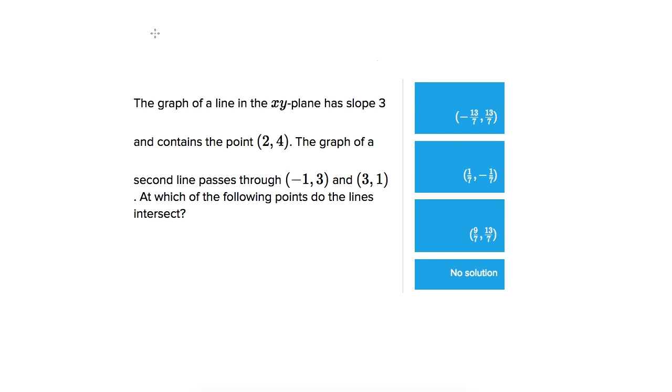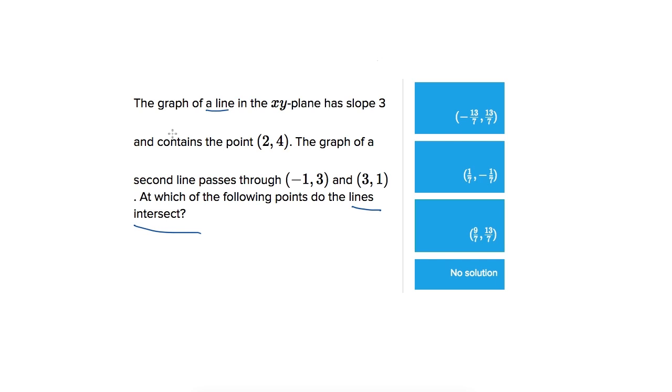This is Ben from Testive, and we're looking at an SAT Heart of Algebra question, testing you on coordinate geometry. The graph of a line in the xy plane has slope 3 and contains the point (2, 4). The graph of a second line passes through (-1, 3) and (3, 1). At which of the following points do the lines intersect?